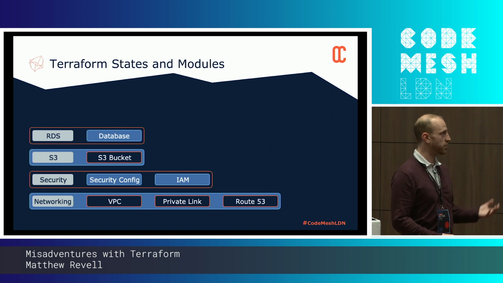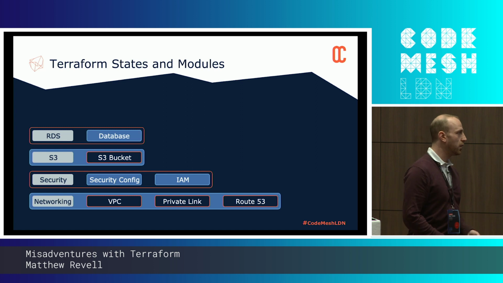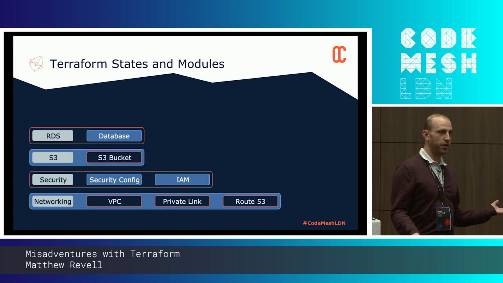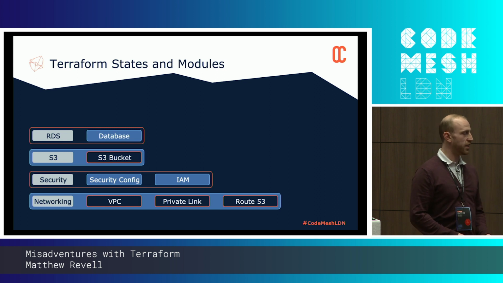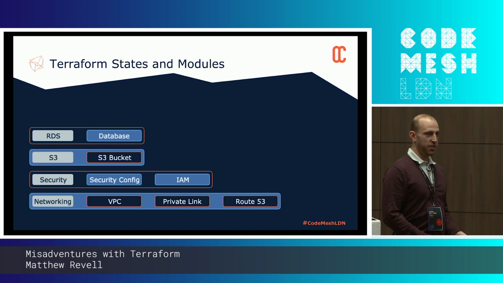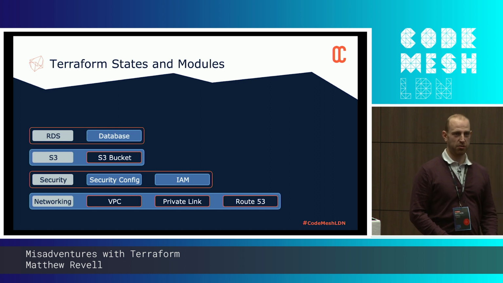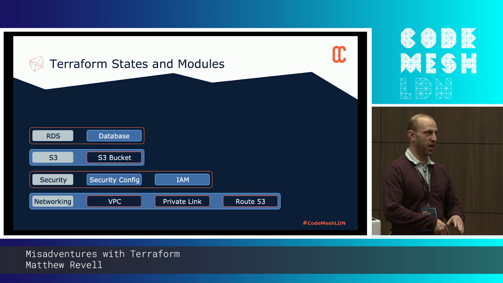If we need to add a database, that's going to be in the database state file. We need to add some Route 53 records. It's in the networking state file. The only real problem that we were experiencing was that it's very rare that you want to just update a Route 53 record. Usually that's part of another activity that you're doing.